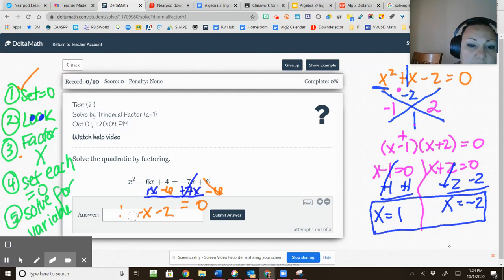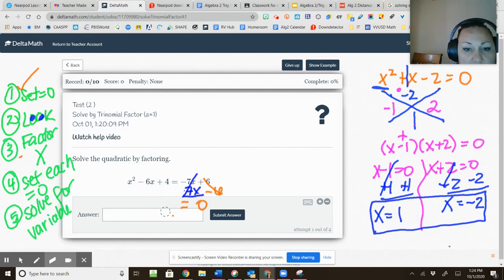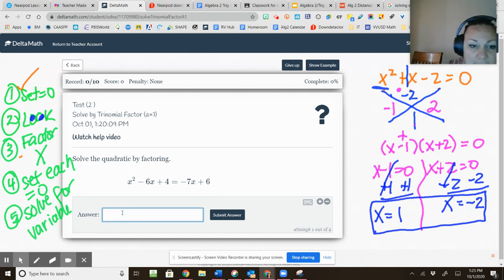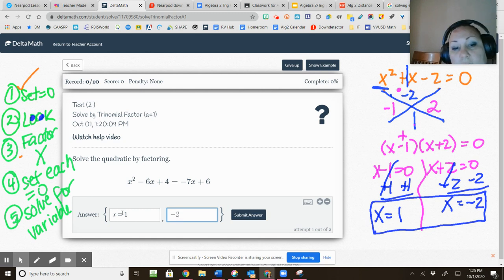Just to give myself some room, I'm going to erase my mess in the original problem. When I have to type it in, the way I would do it is x equals 1, comma, negative 2. And notice how they already separated it. So I'm thinking I don't even have to write the x in there. I can just write the two numbers. So 1 and negative 2 are my two answers.